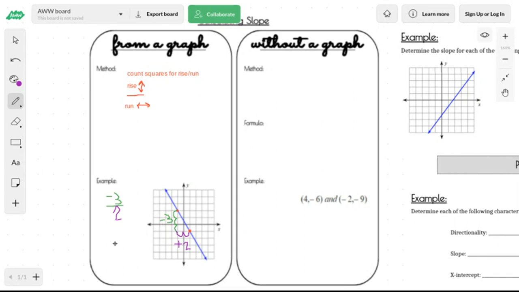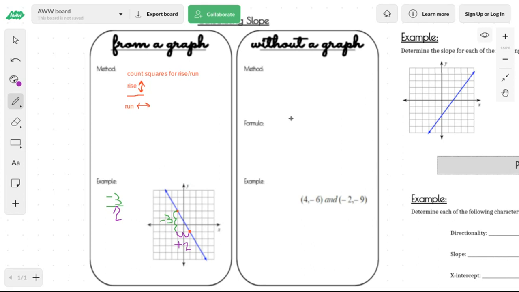Now I want to look at my answer and see if I can simplify that at all. Well, -3 and 2 can't be divided by the same thing. And if I use a calculator to simplify this, I'll get -1.5. For slope, we really want to keep this as a fraction, so I'm going to leave this as -3/2, and that's my answer.